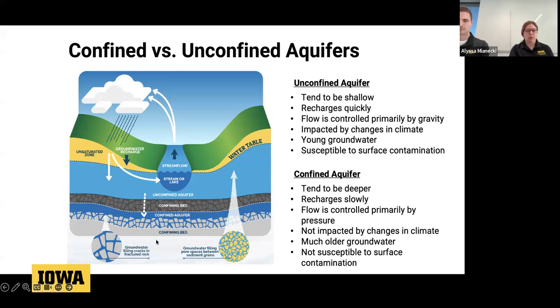So they tend to be deeper and they recharge very, very slowly. So slow that they can be considered a non-renewable resource on a human life scale. The flow is primarily controlled by pressure, and they're not impacted by those changes in climate as much. That groundwater is much older, and it's usually cleaner because it's not susceptible to contamination, but it's important to note that it's still somewhat of a non-renewable resource.